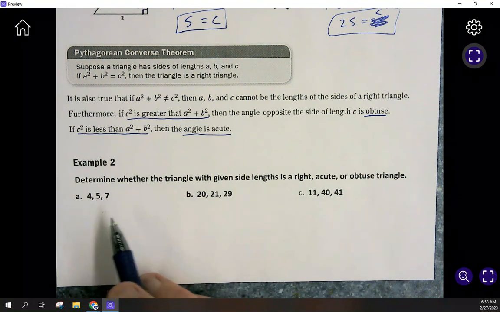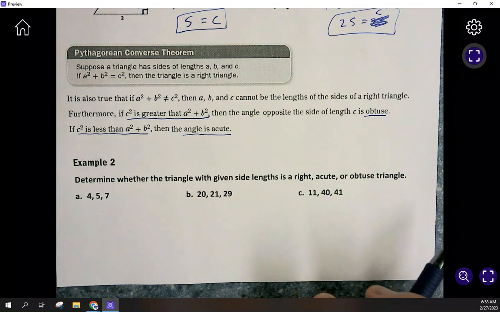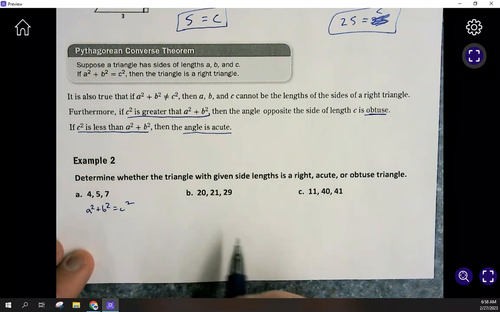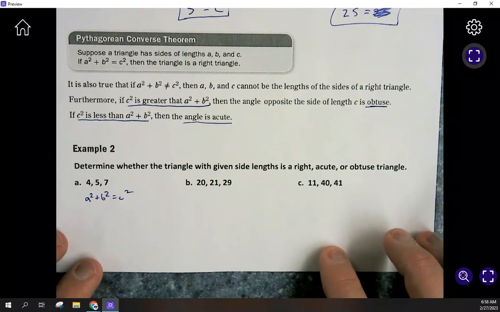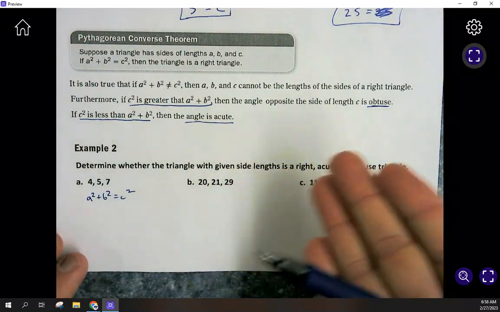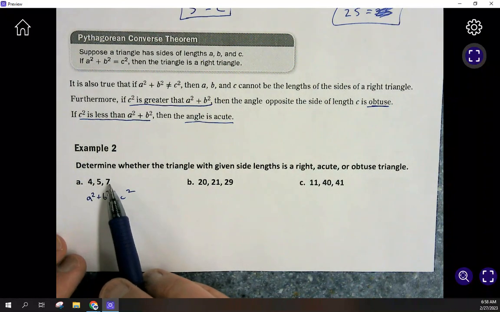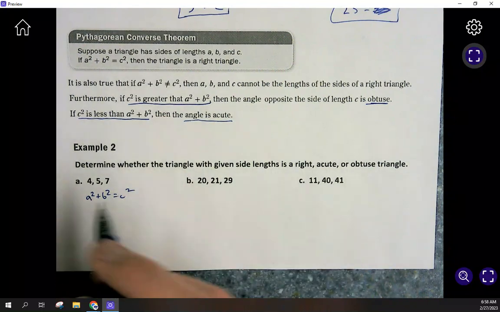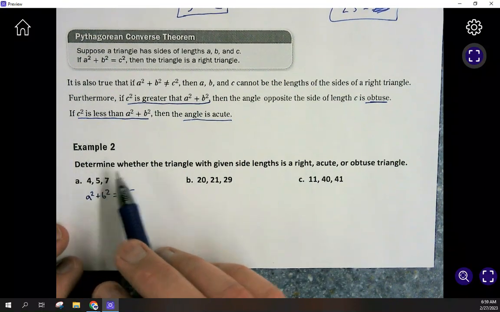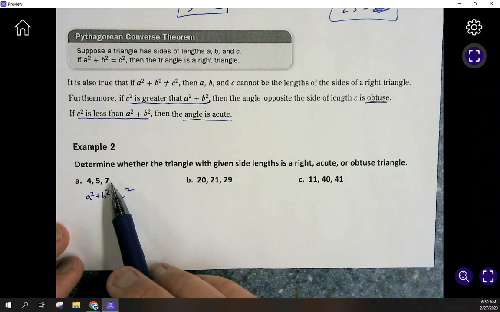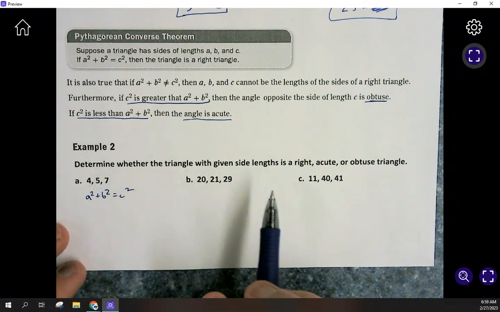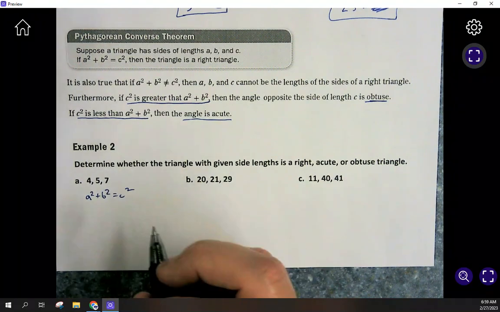So example number 2 here says, determine whether each triangle with the given side lengths is right, acute, or obtuse. So we're plugging straight into a squared plus b squared equals c squared. You'll notice that I gave you these numbers here in order in terms of smallest to largest. And so the largest is always going to be our C. They could have listed this as 7, 4, and 5. You still have to put 7 in for C squared. You don't just grab them in the order that you see them and put them in for A, B, and C. C is the largest number when we're dealing with three sides of a triangle.